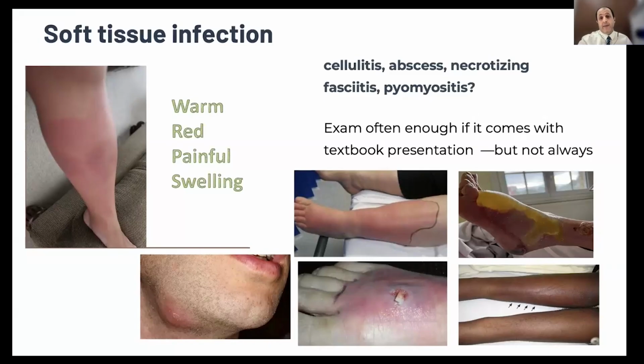If these cases come with a typical presentation, maybe it's easy to diagnose with just clinical examination. But when it comes to some atypical cases, we miss some of them if we don't use point-of-care ultrasound. Clinical examination is not enough for all the cases. Here, for example, this one is a typical abscess, and this one is an abscess that has already been drained. Here looks like cellulitis, this one more critical could be necrotizing fasciitis, and this one could be cellulitis or pyomyositis. These typical, textbook presentations are easy to diagnose.